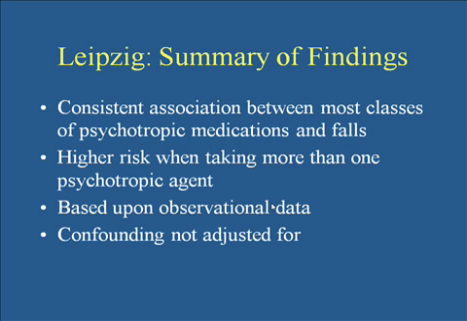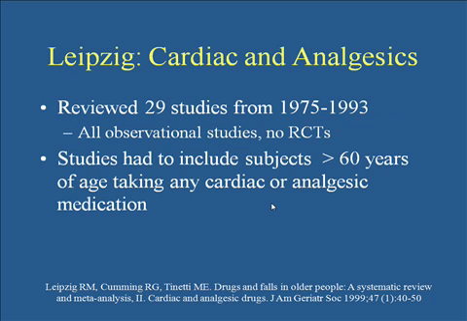So the summary of the findings: Leipzig et al. did find a consistent association between most classes of psychotropic medications and falls. Again, except the class that we probably are most concerned about usually, which is long-acting benzos. They did find a higher risk when folks were taking more than one psychotropic agent. And of course, we need to remember that there was no adjustment made for confounding.